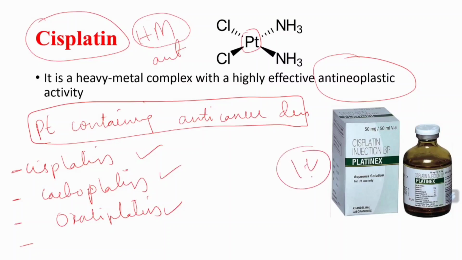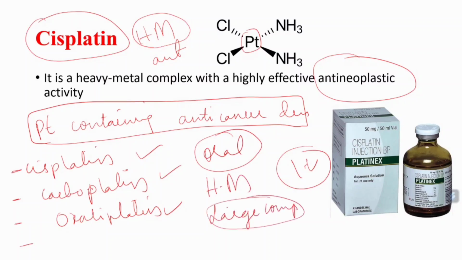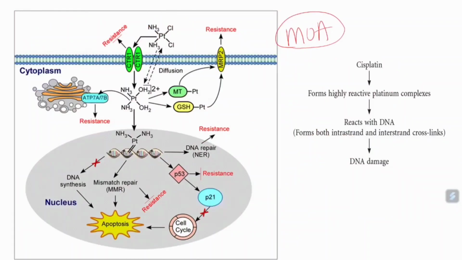Platinum containing compounds are available in IV route only, because when given through the oral route, the oral bioavailability of heavy metals, or large heavy compounds, is poor; they are not absorbed rapidly from the GI tract. Because of their large heavy metal structure, they are not absorbed properly from the GI tract. That's why they are available in IV form. That is an important point you have to remember.